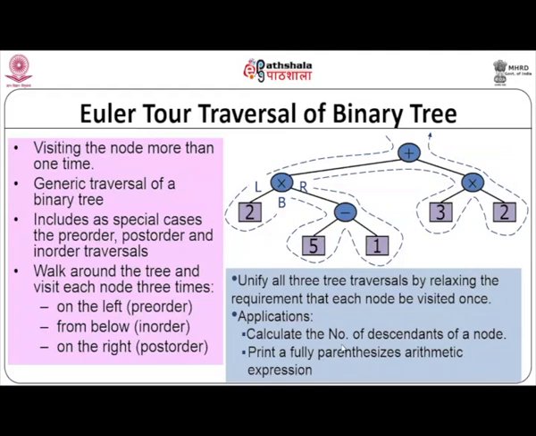This is the Euler tree traversals of a binary tree. Here we visit the node more than once. This is a generic traversal of a binary tree and includes as special cases pre order, in order and post order. You walk around the tree and visit each node 3 times, on the left pre order, from below in order, and from the right post order. So, it unifies all 3 traversals by reducing the requirement of each tree to be visited once. So, its applications are calculating the number of descendants of a node and printing a fully parenthesized arithmetic expression. You normally use Euler tree traversals. The other 3 traversals we saw are specializations, special cases of Euler tree traversal.